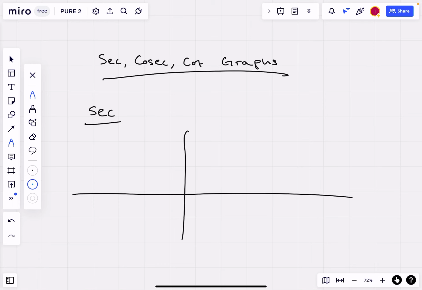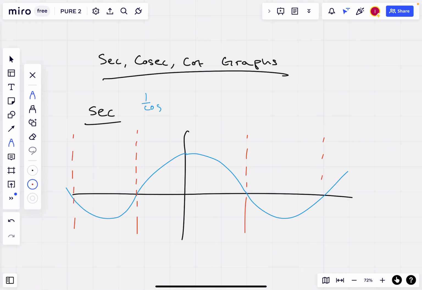Sec is the same as 1 over cos, right? So I'm just going to draw the cos graph like this, just a rough one. And what I'm going to do is every intersection of the x-axis, I'm going to draw asymptotes. And now I'm going to invert the graphs.